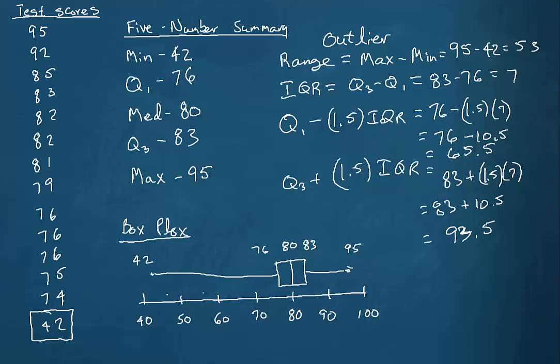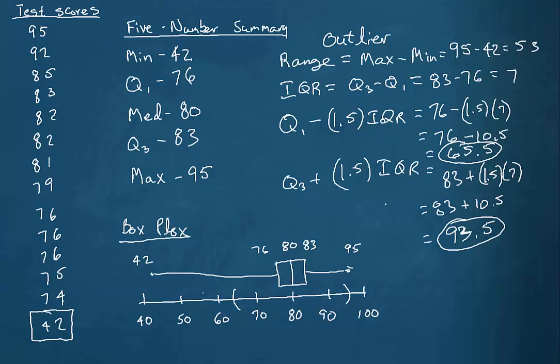So these two calculations provide us with some interval endpoints of 65.5 and 93.5, which we could put down here on our number line and compare these interval endpoints to our box plot.